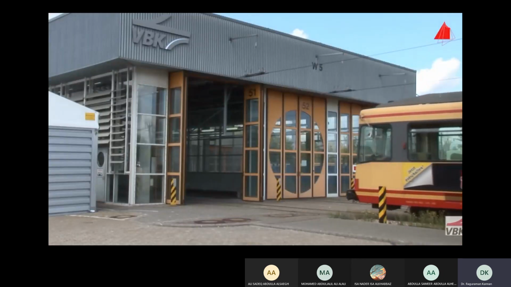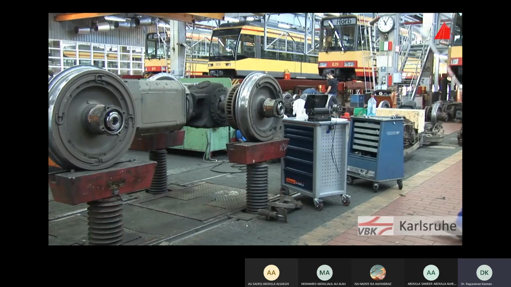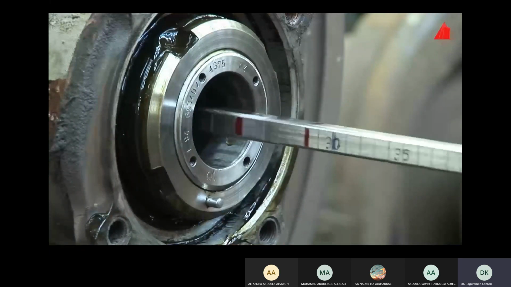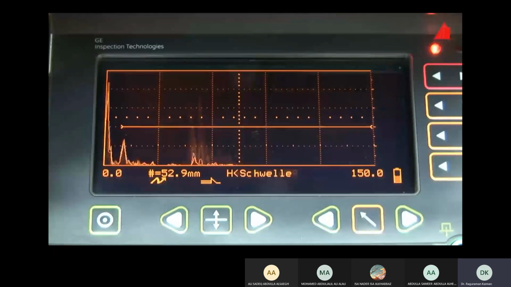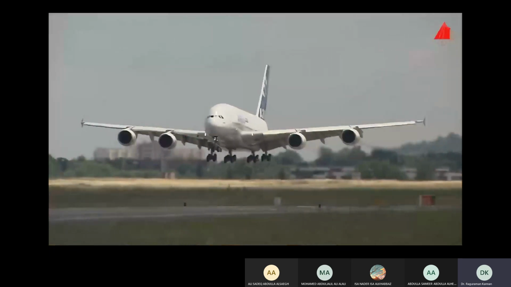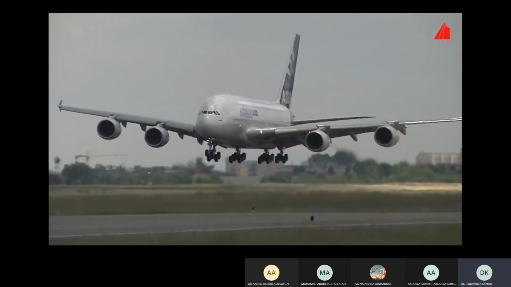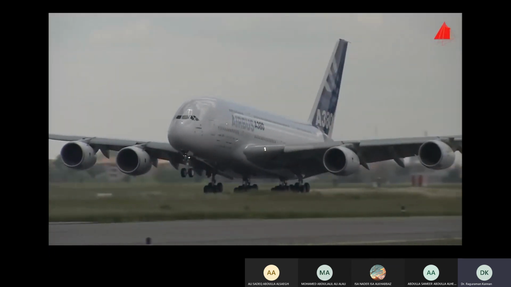The tram, for instance, has to go into the test hall at regular intervals. Experienced staff use ultrasound to examine special components, especially the wheel set axles, to check whether they are still in perfect condition. Aircraft are also inspected for fatigue cracks at reasonable intervals. This helps us to depart for air travel without worry and land again safely.